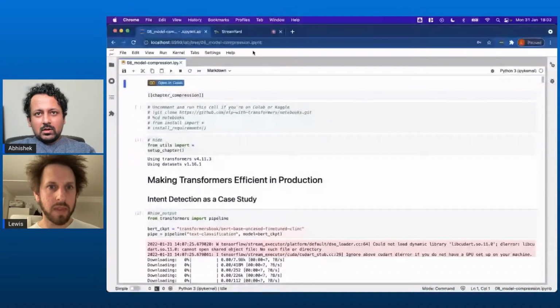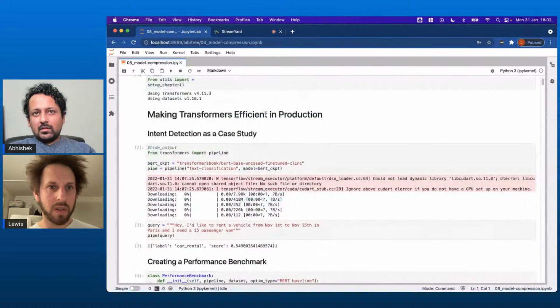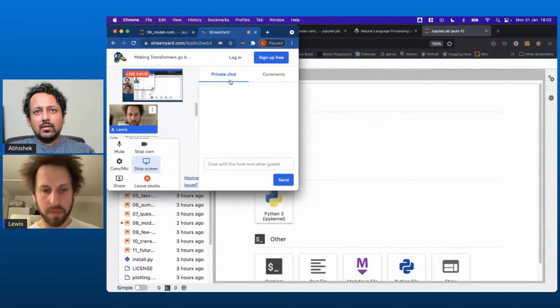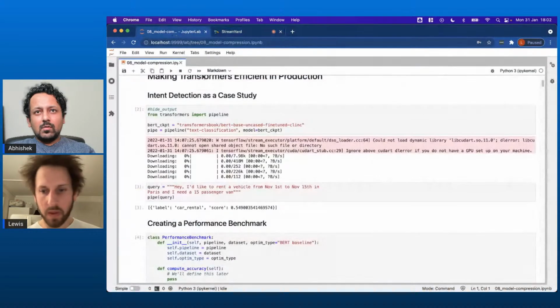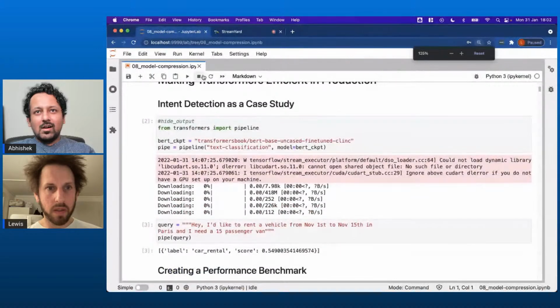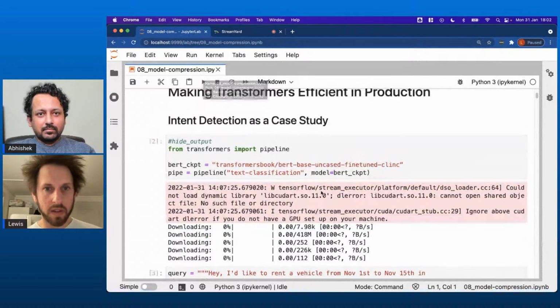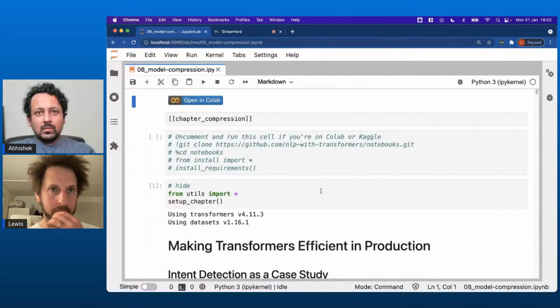Sure. Okay. Yeah. How does this look? Let's zoom in a bit. Okay, zoom in. Is that better? Yeah, that's much better. Cool. And is it still laggy or not? No, it's perfect.